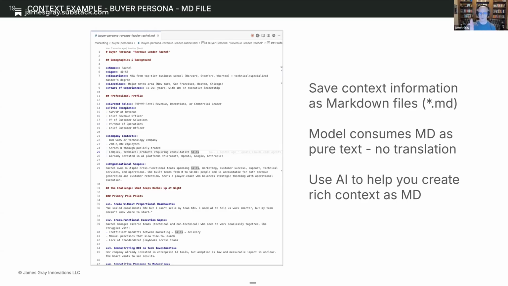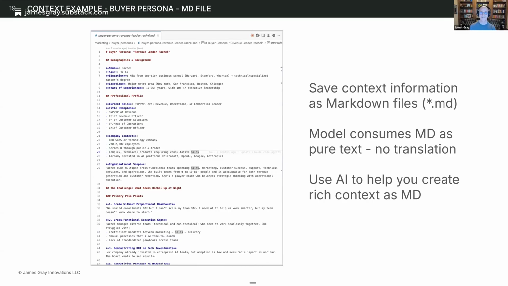So this is a real example where I had a named prospect and I asked Claude, hey, create me a buyer persona. In this case, it was named Revenue Leader Rachel. I didn't write any of that. I just said, hey, Claude, I need a buyer persona, and I'm not a marketer by trade. And it created me a very beautiful markdown file that I can give to the workflow to find me the right people. So I just wanted to reinforce that you're going to need this context.